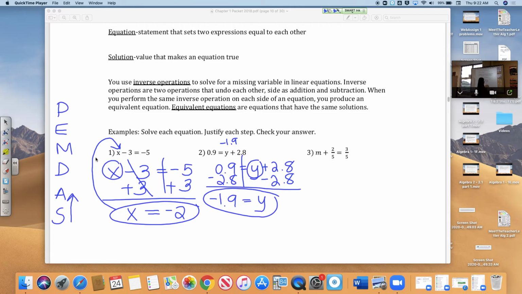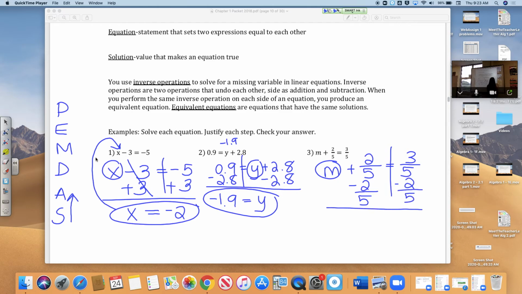And then fractions, dreaded fractions. Here we have n plus 2/5 equals 3/5. I'm going to circle my variable, draw my line, and I realize I have to undo plus 2/5. The opposite of adding 2/5 is subtracting 2/5. So I'm going to subtract 2/5 from both sides. And 3/5 minus 2/5 is 1/5, so the answer is 1/5.